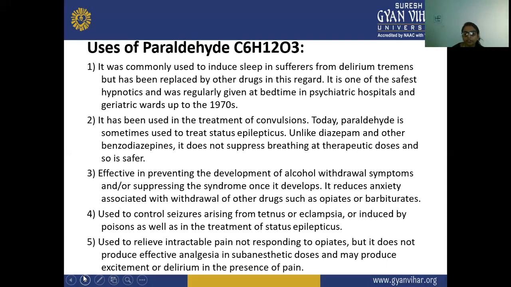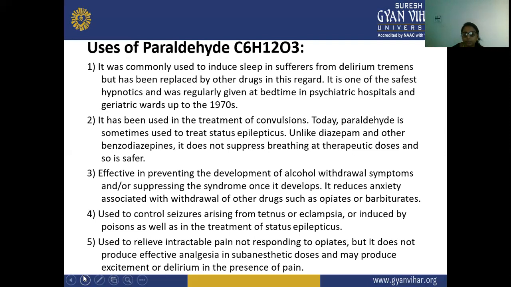It is effective in preventing the development of alcohol withdrawal symptoms and in suppressing the syndrome once it develops. It also reduces anxiety associated with withdrawal of other drugs such as opiates or barbiturates.